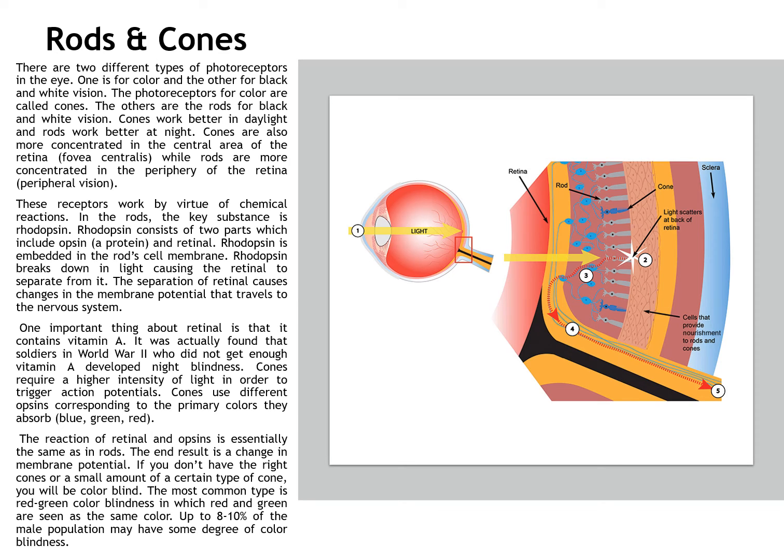These receptors work by virtue of chemical reactions. In the rods, the key substance is rhodopsin. Rhodopsin consists of two parts, which include opsin, a protein, and retinol. Rhodopsin is embedded in the rod cell membrane. Rhodopsin breaks down in light, causing the retinol to separate from it. The separation of retinol causes changes in the membrane potential that travels to the nervous system.